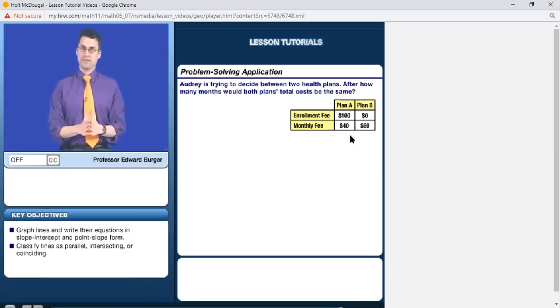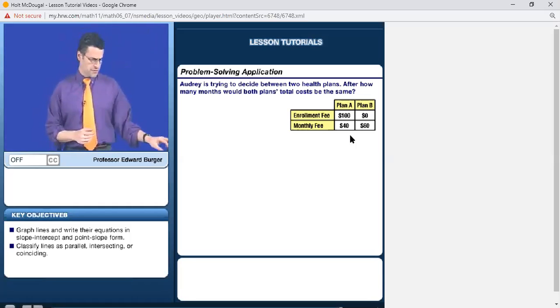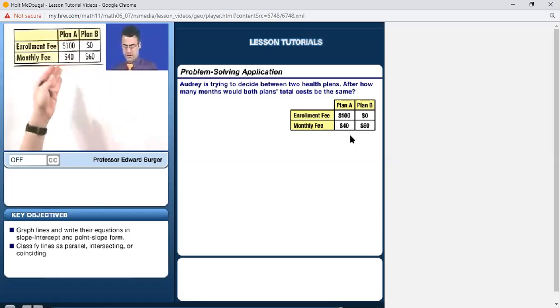Well, we can think about this by setting up a model in terms of lines. Then we can solve them either algebraically or geometrically, so let's do both. First, let's consider the actual issue. How much would I be paying per month with Plan A? Let's suppose that x represents the number of months that I'm in the program. Well, I pay $40 per month. That's 40 times x. But don't forget, I have to pay that one-time fee of $100.